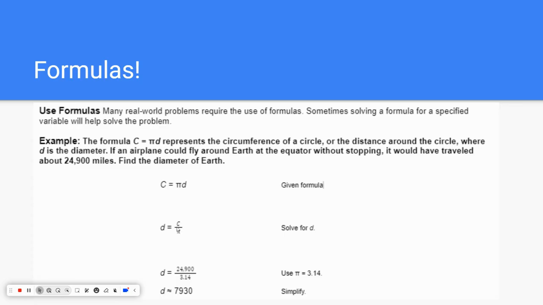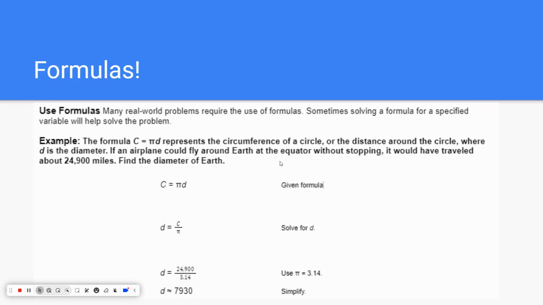This is nice because then I can just take my calculator, type in 24,900, that's the circumference of the Earth, and then plug in pi, and the calculator will spit out this 7,930 miles, and you get the diameter right there. Basically, you do the algebra with just the letters, and then let the calculator do the arithmetic all in one step. It's helpful, it's handy, it has some applications.